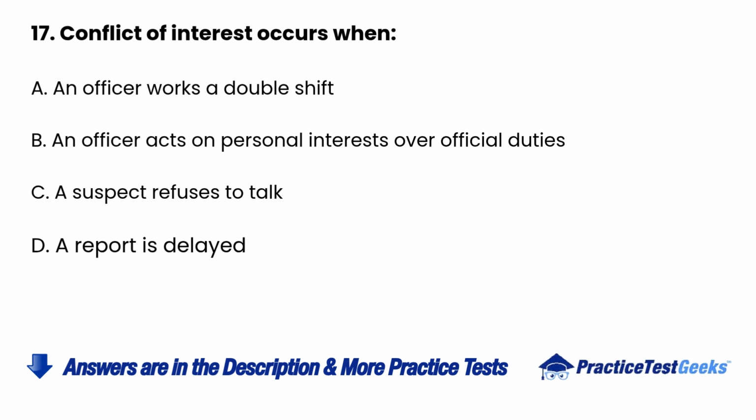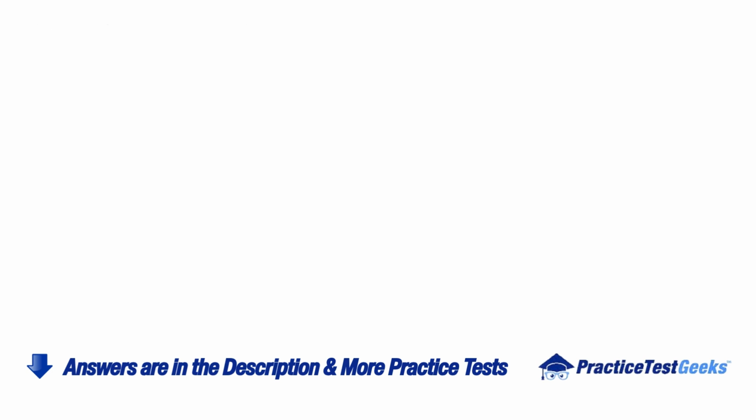17. Conflict of interest occurs when: A. An officer works a double shift. B. An officer acts on personal interests over official duties. C. A suspect refuses to talk. D. A report is delayed.